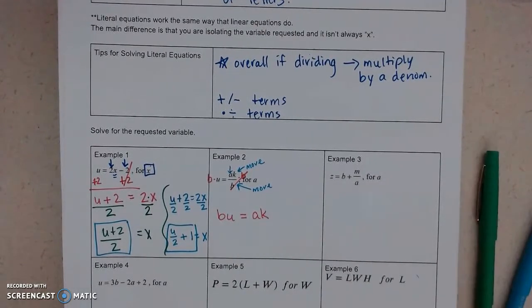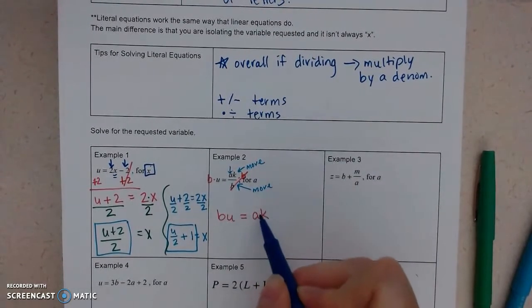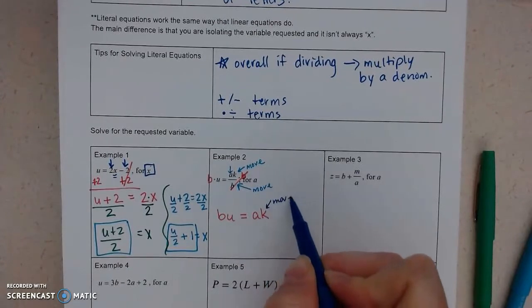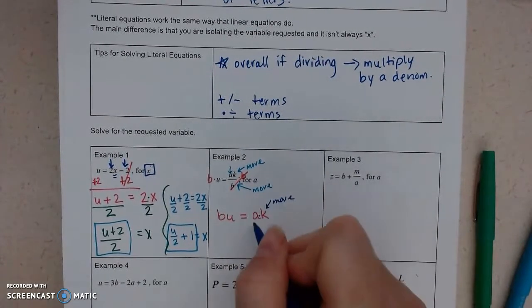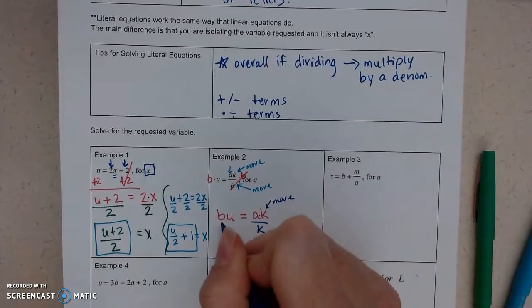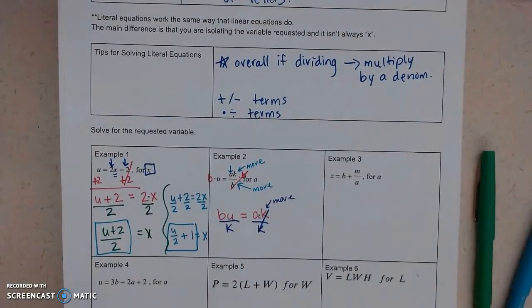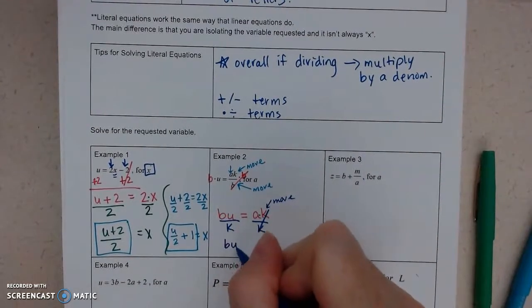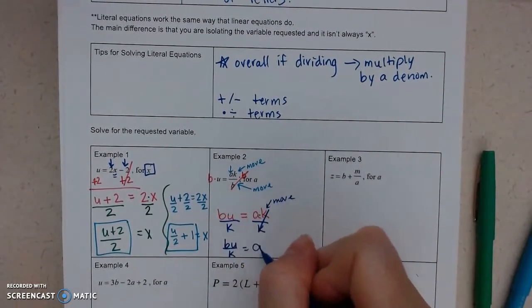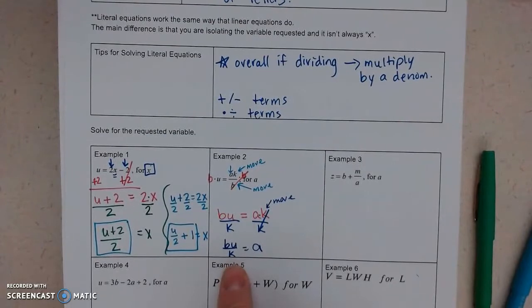On the right side, we still want to get a by itself, so that means I have to move that k. So if that's being multiplied, we're going to divide both sides by what we want to move. So keep that in mind. Say that to yourself. So bu over k equals a. Remember, your goal is not to make sense of the formula. Your goal is just to get the letter by itself.